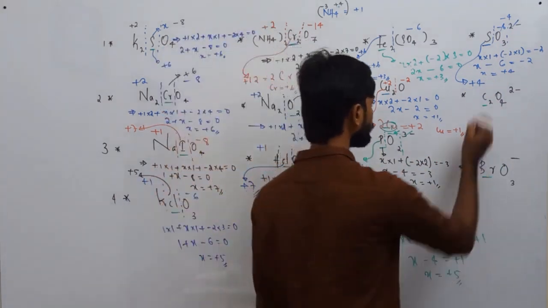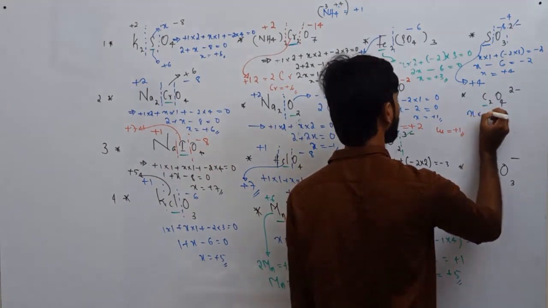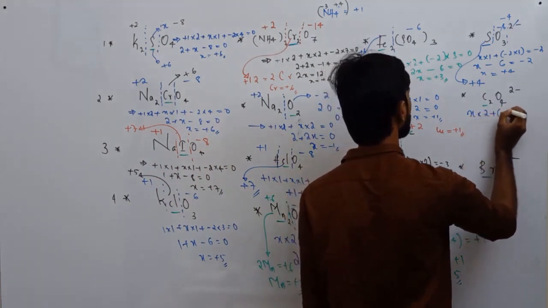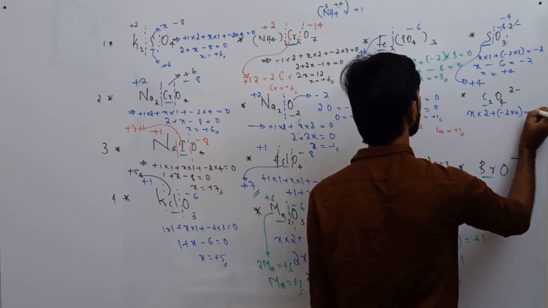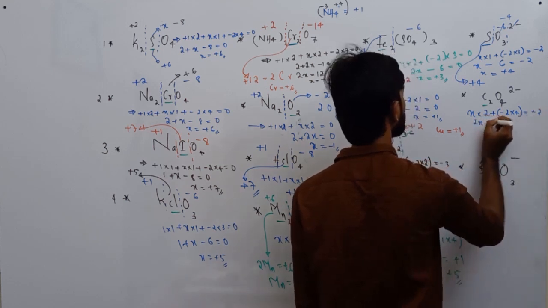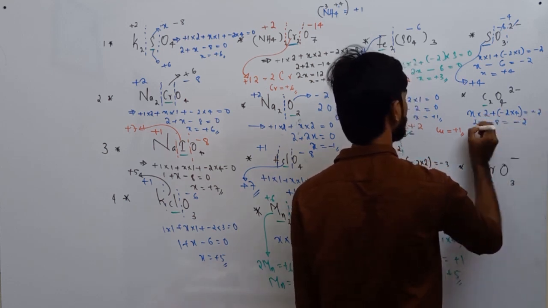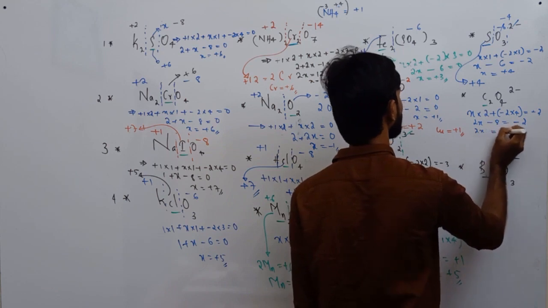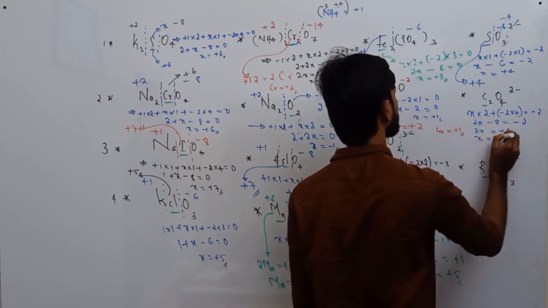Okay. What about here? Carbon x into 2 plus minus 2 into 4, which is equal to minus 2. So 2x minus 8 is equal to minus 2. So 2x is equal to plus 6, x is equal to plus 3. Okay.